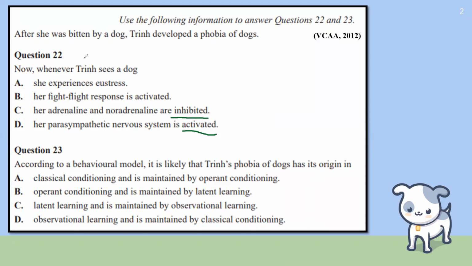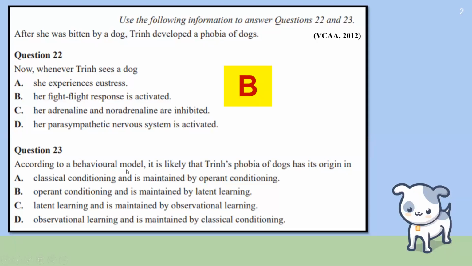So obviously the best answer for 22 is going to be A, C, D. It should be B. In fact, why am I just wasting time? I'll just project this answer on top. Yeah, it should be B, because obviously when Trin sees a dog, she's not going to experience a positive psychological response to stress. That's eustress. She's not going to experience that. Her adrenaline and noradrenaline are not going to be inhibited or stopped. In fact, they are going to be at a high level there. They're going to be activated. And her parasympathetic nervous system is not activated. It's her sympathetic that would be activated in any case. So the best answer is B.